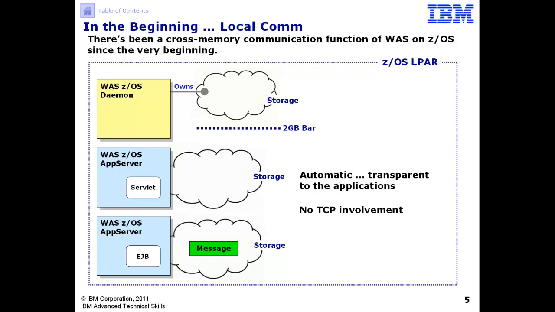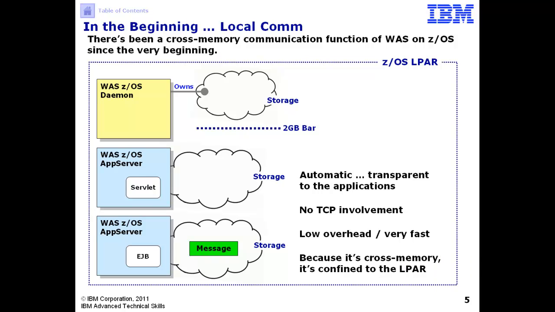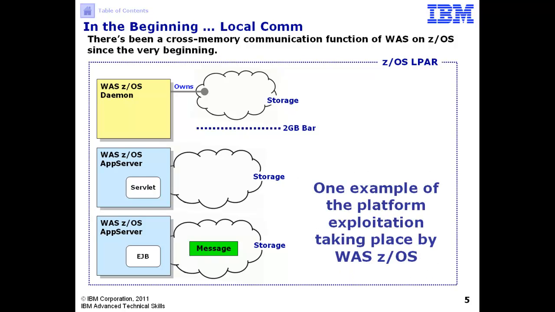The TCP/IP function is never invoked. This transfer is handled with the z/OS cross-memory service. Because there is so little overhead associated with cross-memory transfer, it is a very fast and efficient way to exchange messages. But because it is based on a cross-memory transfer, it is limited to operation within an LPAR. This LocalComm function is one example of how WOS understands that it is running on z/OS and exploits the services of the platform.